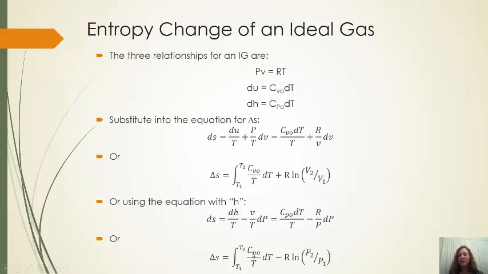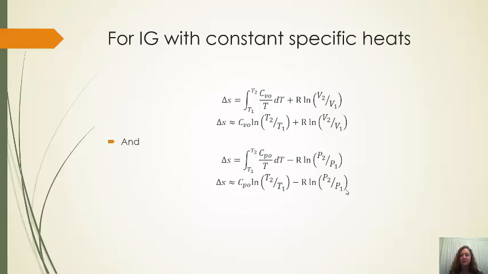Or if I integrate Cp over T dT, it's minus R ln of P2 over P1. This is, remember, representing a constant pressure process, so I need to add in a contribution for the pressure change. This is looking at a constant volume process, so this is adding in the contribution of the volume change. If the specific heats are constant for that ideal gas, so maybe I'm not talking about a really large temperature change, something like that, then I can integrate those first terms and get the ratios of C ln of the T ratio.